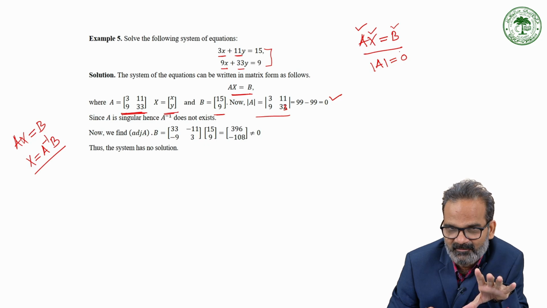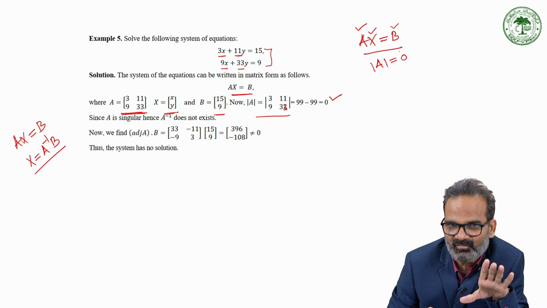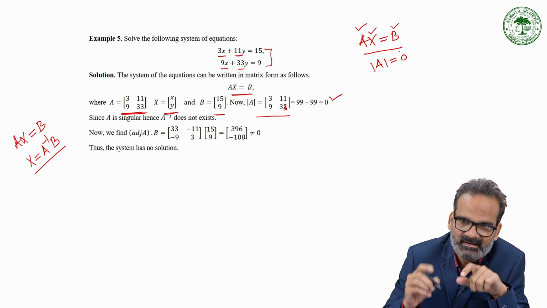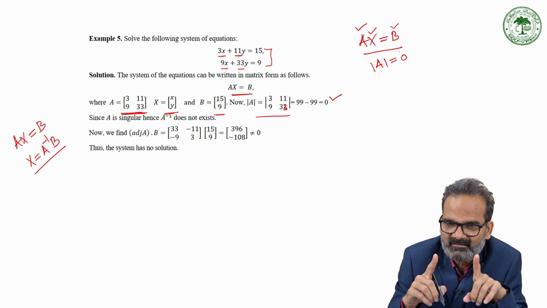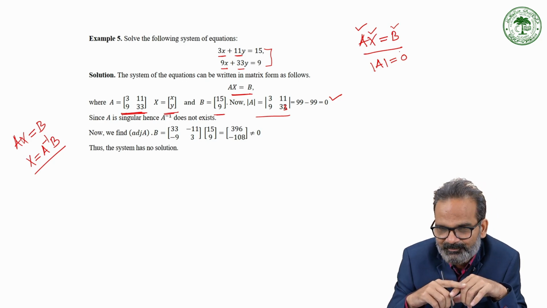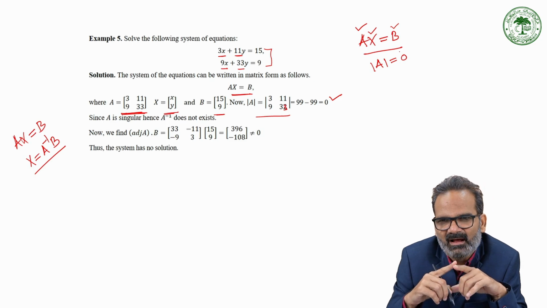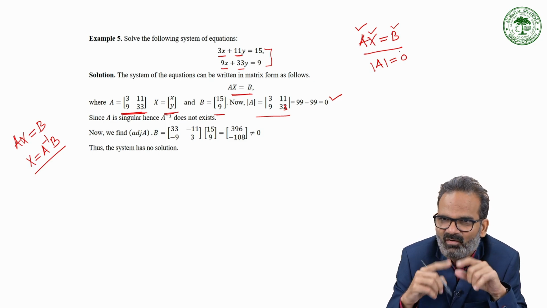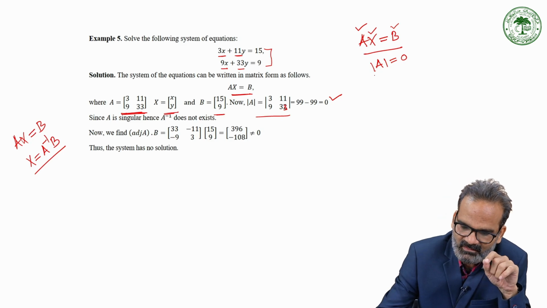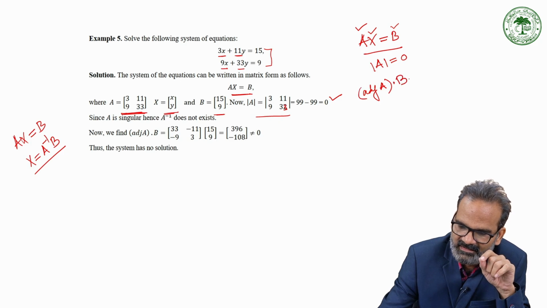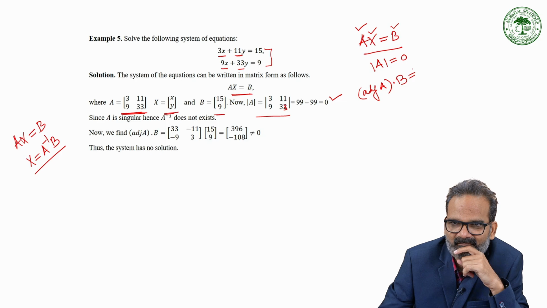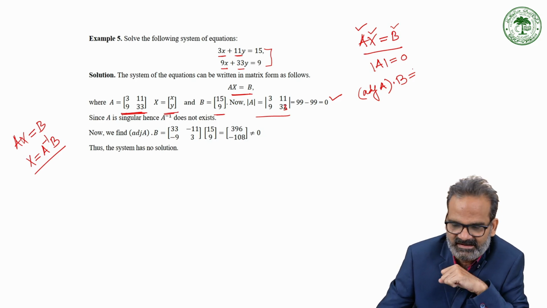If you recall the conditions for the existence of the solution, if the determinant of A is identically 0, then we have two possibilities. Either the system will be inconsistent, meaning it will have no solution, or the system will have infinitely many solutions. So what we do for that is calculate the adjoint of A first, and this adjoint of A should be multiplied with the matrix B. Let's see what happens in this case.